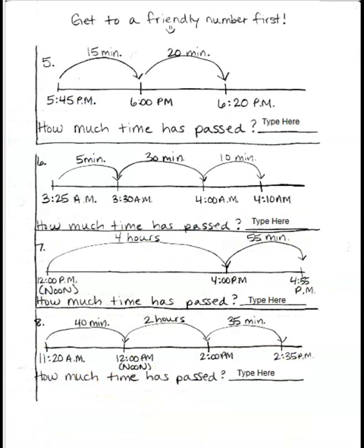So if we look at our timeline, we start at 5:45 p.m. And remember, we want to get to our friendly number or friendly time first. So we're going to go from 5:45 to 6 o'clock because 6 o'clock is a nice friendly time. So we know from 5:45 to 6 o'clock would be 15 minutes. And then from 6 o'clock to 6:20, which is where we're trying to get to, we know that would be 20 minutes. So you're just going to add up your 15 minutes plus your 20 minutes, and you can tell us how much time has passed or elapsed.